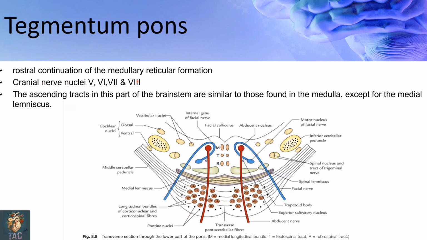It is the rostral continuation of the medullary reticular formation, and the cranial nerve nuclei 5, 6, 7 and 8, that is the trigeminal, abducent, facial and vestibulocochlear nerve nuclei, are present. Ascending tracts in this part of the brainstem are almost similar to those found in the medulla, except for the medial lemniscus. So we will discuss this chapter. First, have a look at the basilar part. Here you can see the transversely placed fibers, and the dispersed fibers of the corticopontonuclear fibers and corticospinal fibers as well.